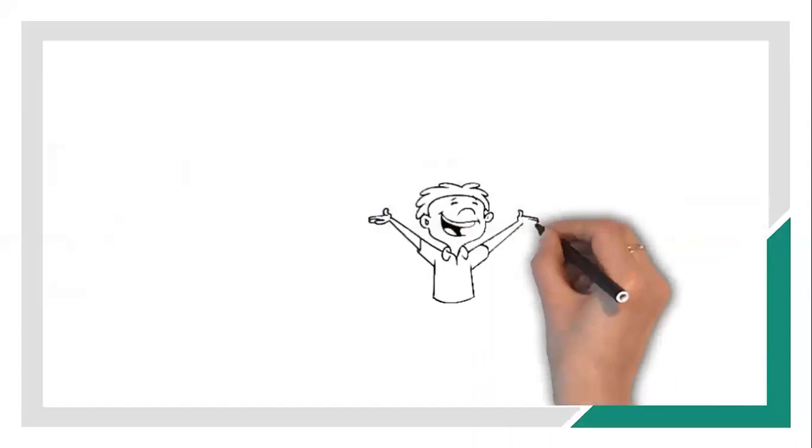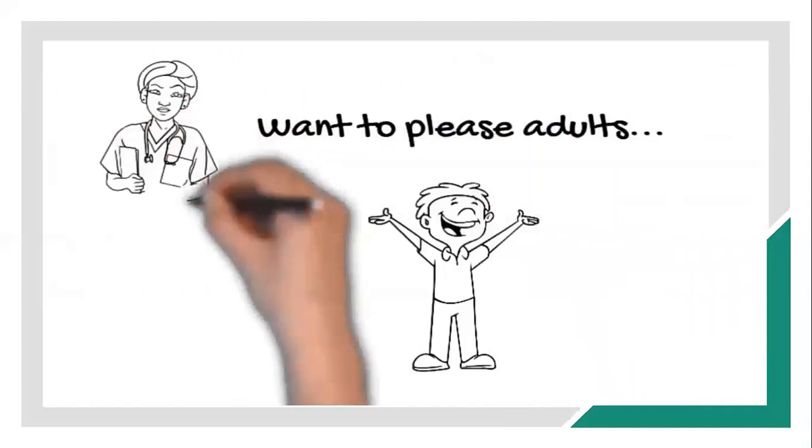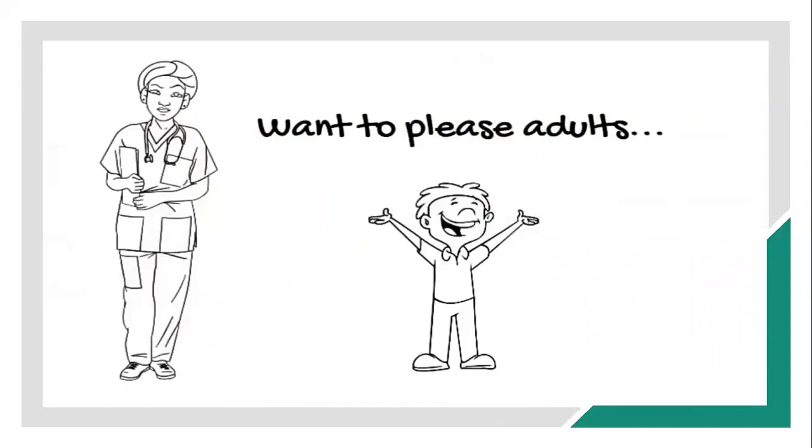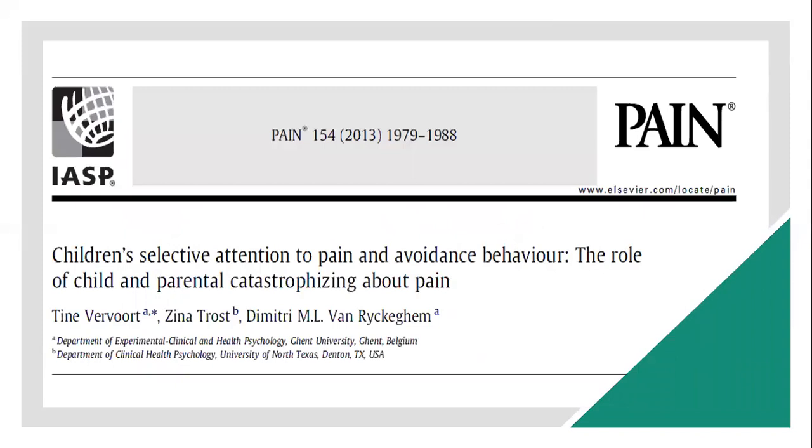And last but not least, children want to please adults. If you ask a child about his or her pain and you seem to be disappointed that the pain medication didn't work, the child might assume that you are disappointed with him or her. Likewise, it's nice for a child if you are impressed that he or she does not have pain anymore, so they might look for your approval and deny any pain that they may have. And this is all backed by research.